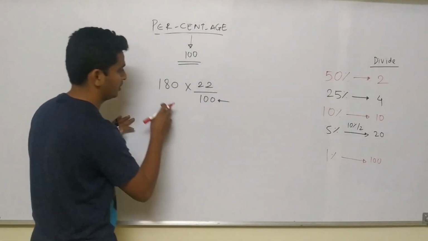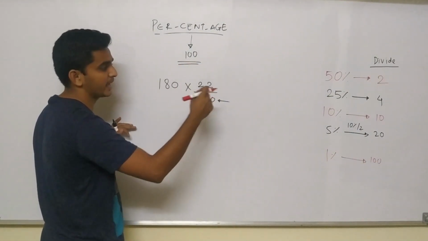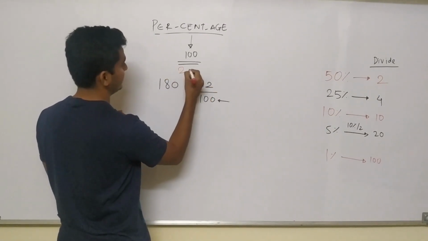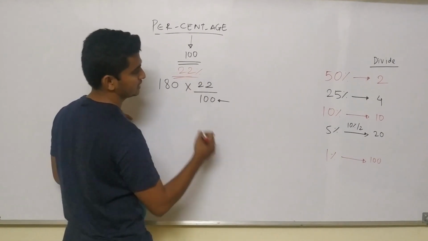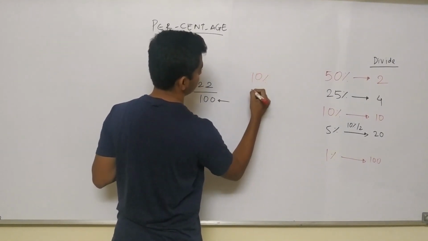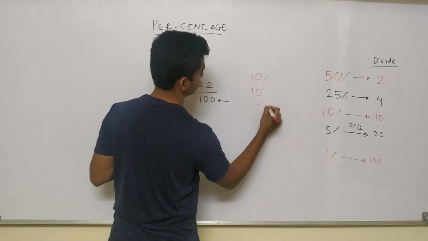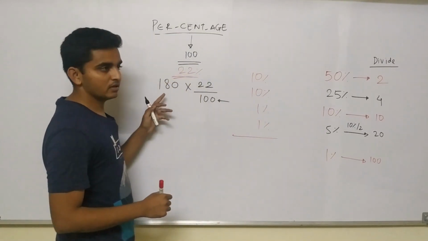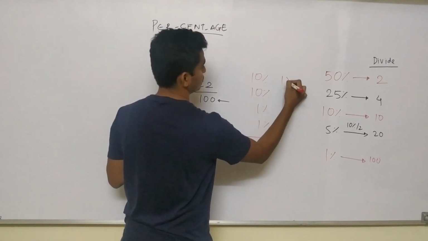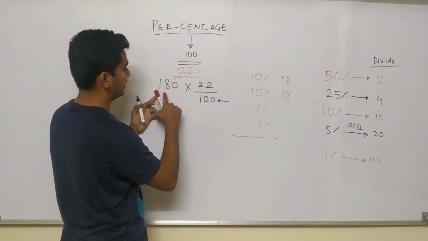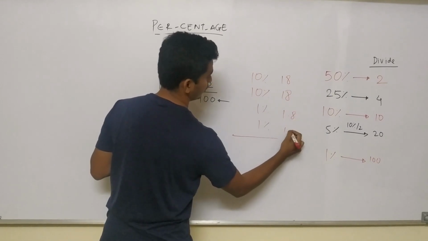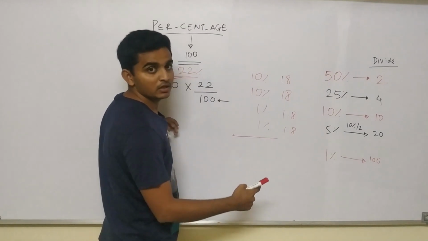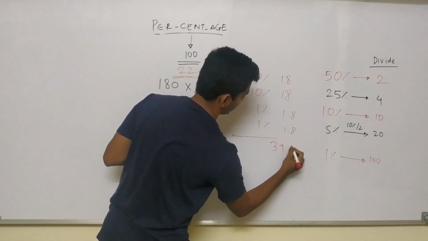In the traditional way, you would go into all these calculations by cancelling out. Instead, what we'll do is we need to find 22%, right? So we'll just add 10% plus 10% plus 1% plus 1%. We know that 10% of 180 is 18, and 1% is 1.8. So 18 plus 18 is 36 and 1.8 plus 1.8 is 3.6. So the answer is 39.6.